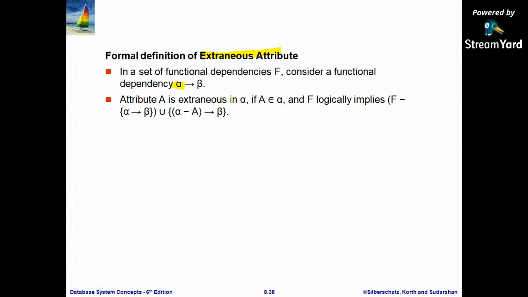How can you check whether it is an extraneous attribute? If you remove A from alpha, it becomes alpha minus A. If alpha minus A tends to beta and alpha tends to beta, both are logically implied, then you can remove A from alpha.